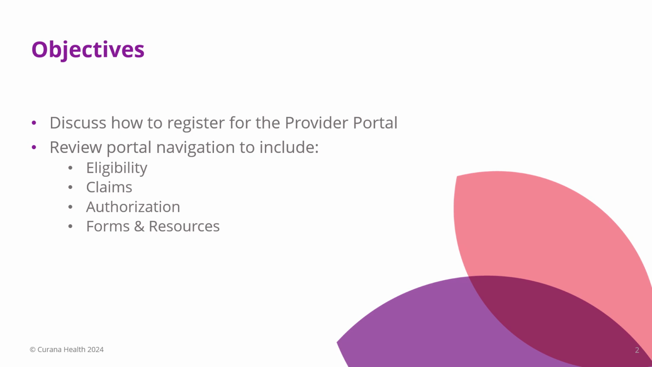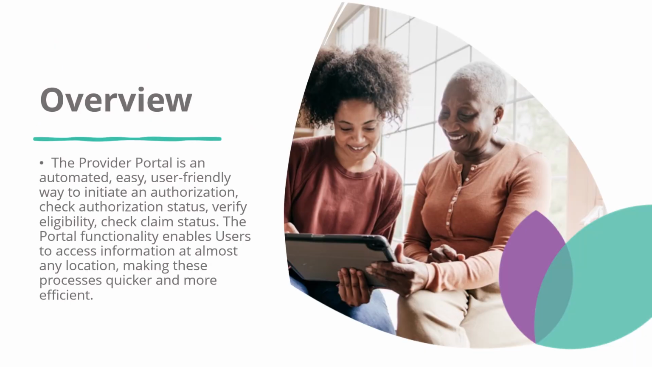In today's training, the two main objectives are going to be how to register for the provider portal itself, and also we're going to review some key functionalities the provider portal has to offer. The provider portal is a very user-friendly and easy website to navigate. It will allow you to submit authorization requests while simultaneously checking authorization statuses along with claim statuses. The provider portal also enables you the ability to check member eligibility information.